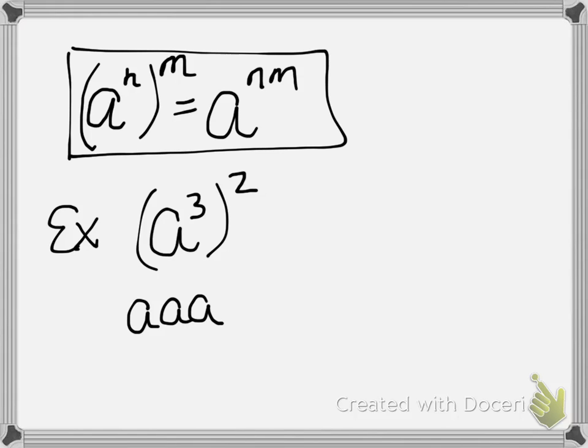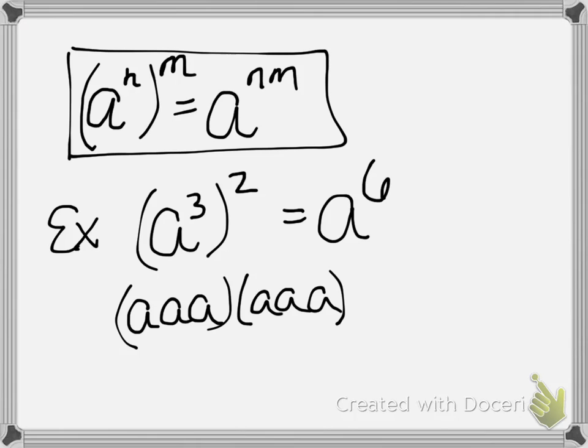I have 3 A's, and then I have 2 sets of them. So how many A's do I have altogether? I have 6 of them. I would get these confused all the time. When do I add? When do I multiply? I kind of, in my head, think of that as a times sign when I see it. I don't know if that helps you or not.